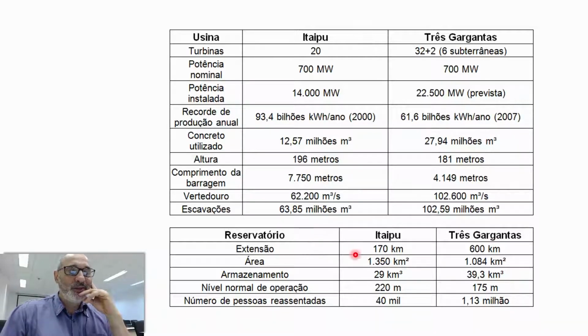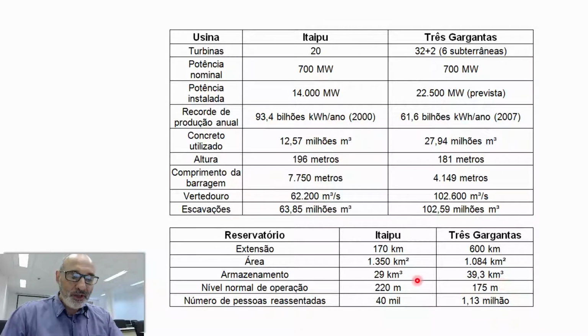The extension: since Three Gorges is in a valley, the extension is very significant, 600 kilometers. In Itaipu it's 170 kilometers. The area is roughly the same, though Itaipu is larger because, as I showed in the picture, it's a very flat region in Brazil. The amount of water stored in these reservoirs is 29 cubic kilometers and almost 40 cubic kilometers. This is stored energy, and the potential is related to the height of the water: 220 meters in Itaipu and 171 meters in Three Gorges.